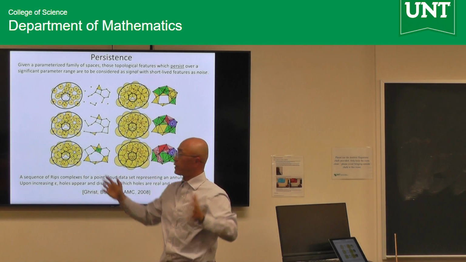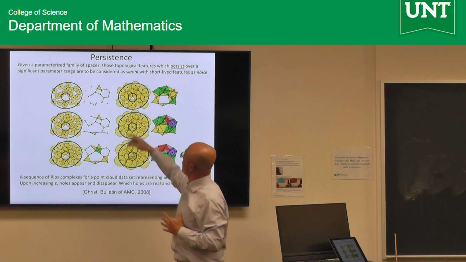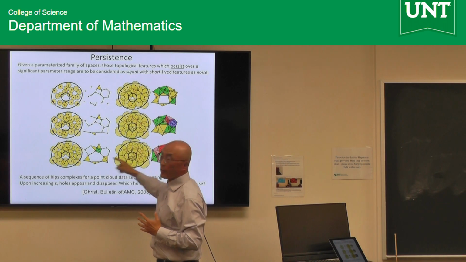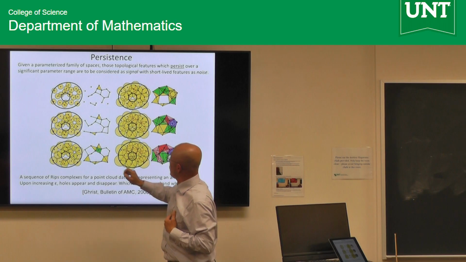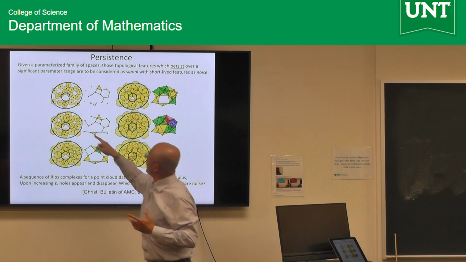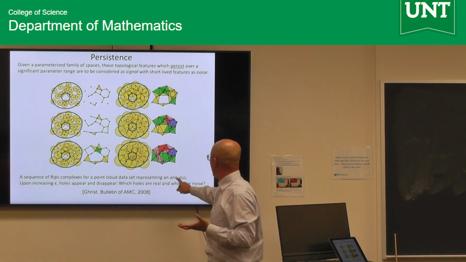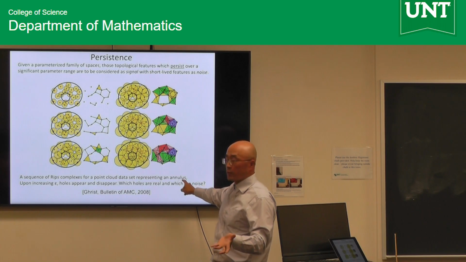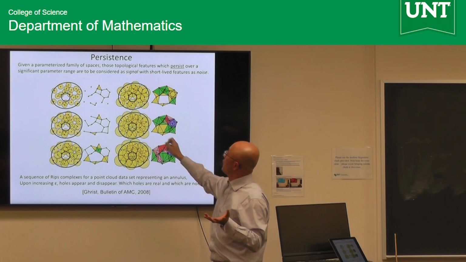Then you expand the radius. You get it bigger and bigger, and you have the corresponding simplicial complex over there. For example, the original data is actually from an analysis.